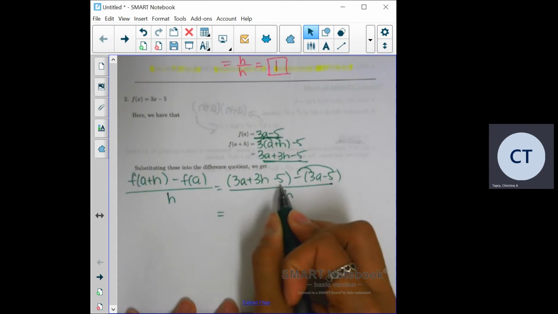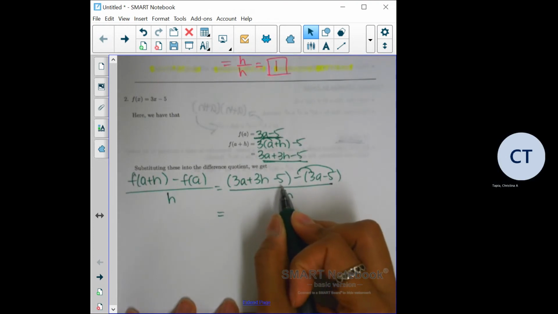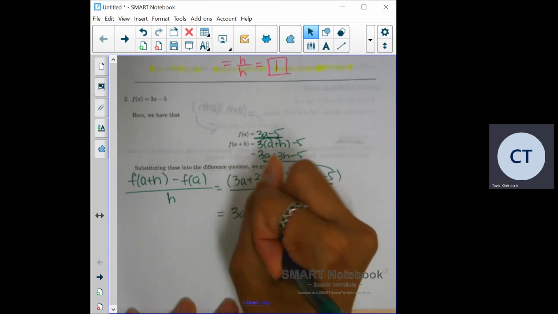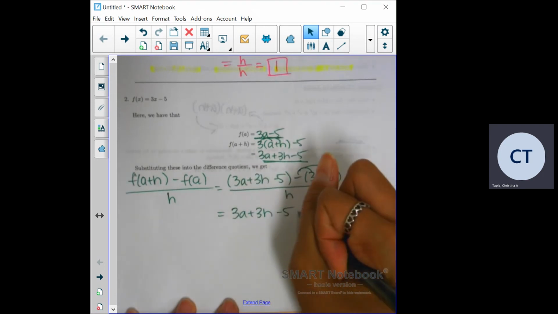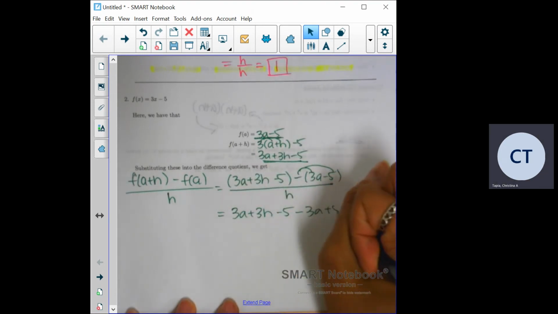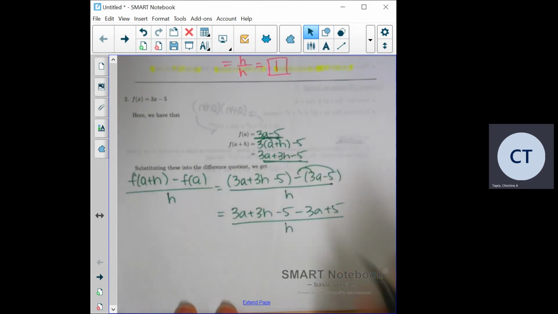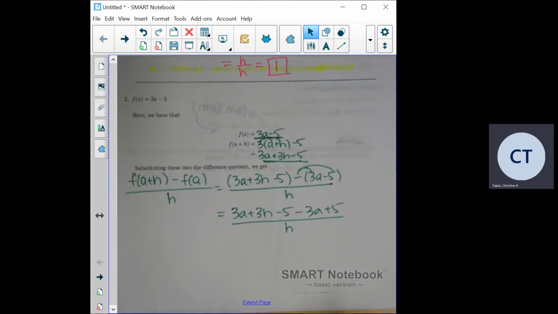And in front of this parentheses here, do we need to distribute anything? No. So we're going to have 3a plus 3h minus 5 minus 3a plus 5. Be careful with your signs. And if you notice my signs or numbers are messed up, please tell me as soon as you notice.